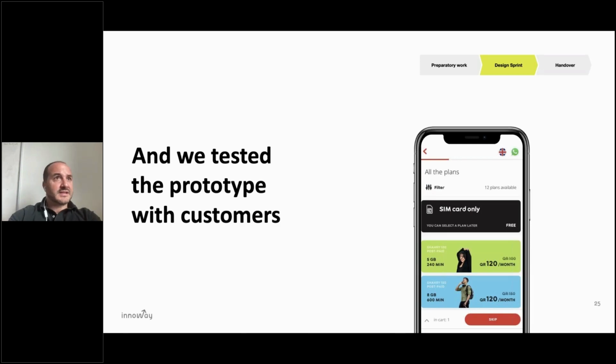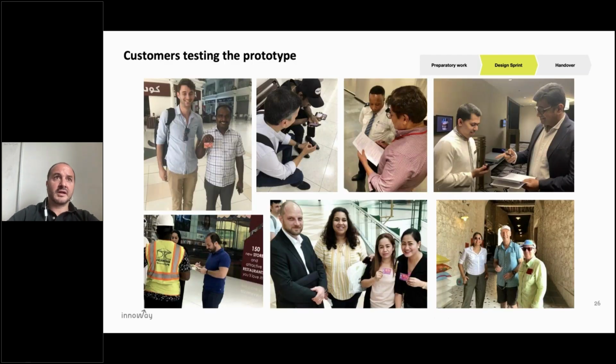So we tested the prototype with customers, and this was also done through a series of sessions with customers randomly selected in the streets of this city in particular. What is the benefit of this? The benefit is that customers will not be biased and will give you the most honest feedback when you do that, which is what you're looking for.